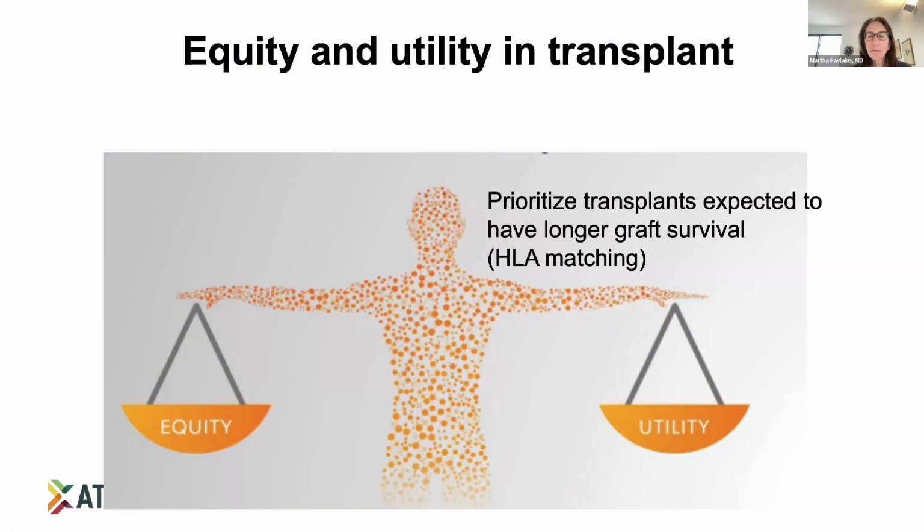So utility, similar to the word usefulness, right? You support utility when you have policies that prioritize transplants expected to have a longer graft survival. So you're getting more bang for your buck, right? HLA matching, putting a kidney into somebody that you predict that kidney is going to be in there for a lot longer than if you put it into another person. That is supporting utility or usefulness of the donated gift.